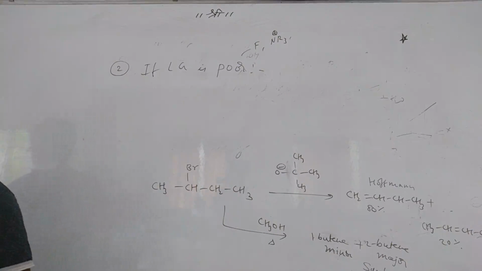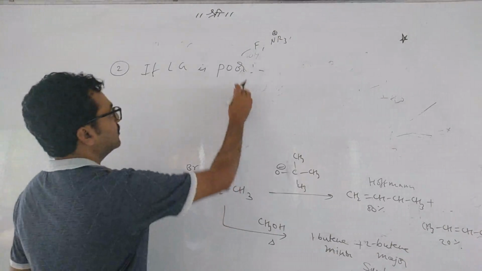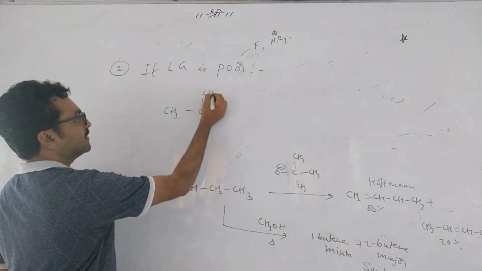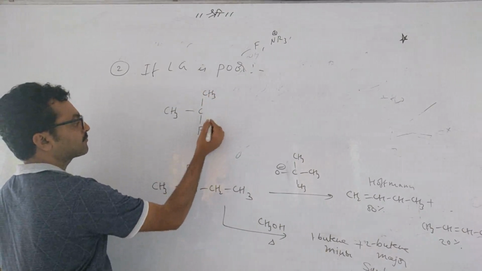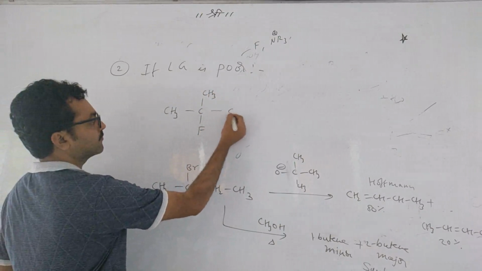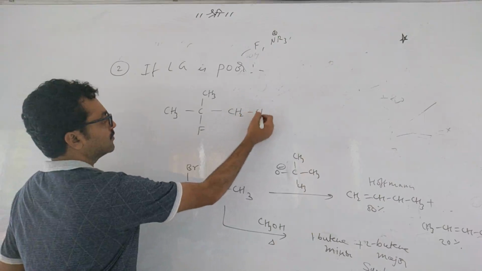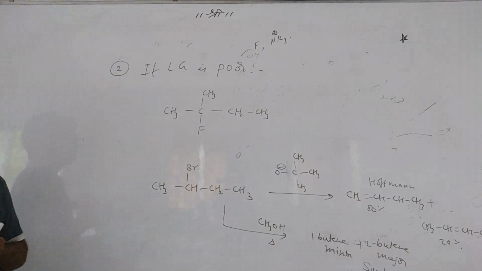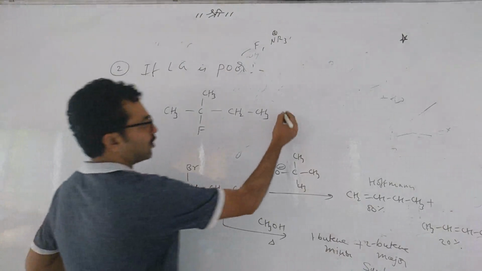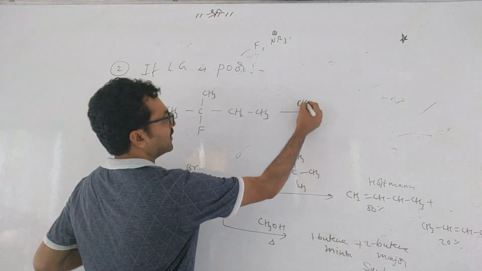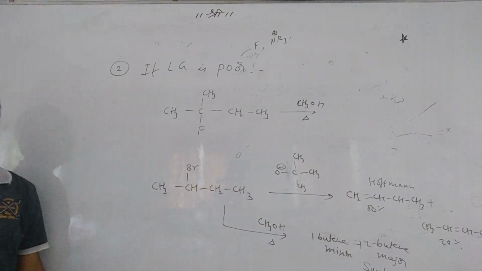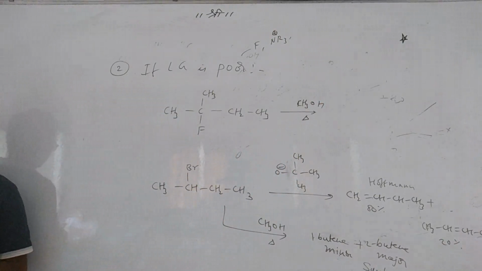Whenever the leaving group is poor, like CH3, CH3, F, CH2, CH3. Yeah, what is the doubt? What is your doubt, right? This is a poor leaving group. Then you take a normal base only, and heat, a simple base. That is not a bulky base. What is your doubt? Ask. No problem, ask.